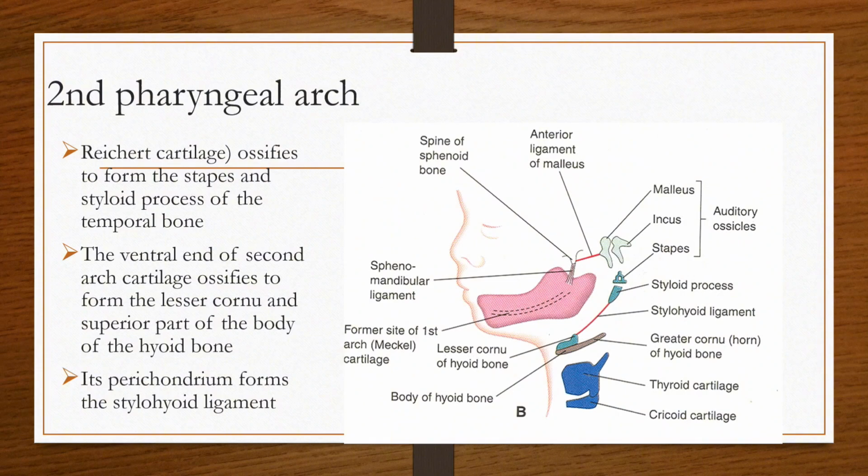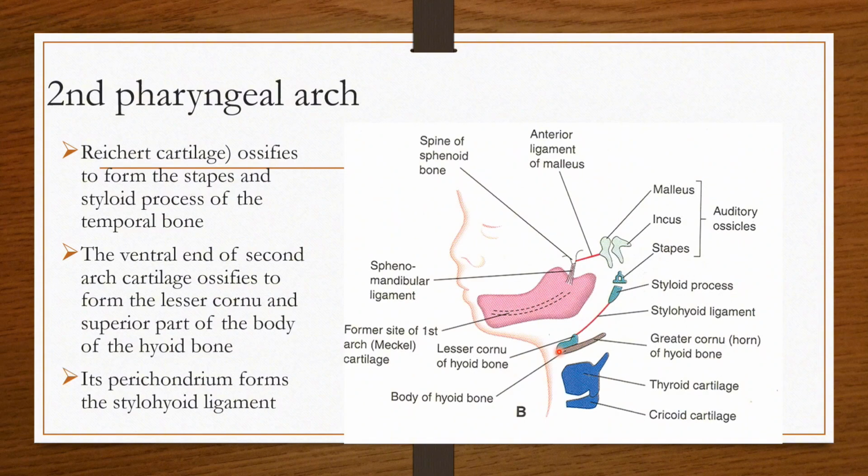Now we move on to the second pharyngeal arch. Its cartilage is called Reichert's cartilage. It ossifies to form the stapes and the styloid process of the temporal bone. Then the stylohyoid ligament is formed, then the lesser cornu and the superior part of the body of the hyoid bone are formed by the second pharyngeal arch. So these are the components.